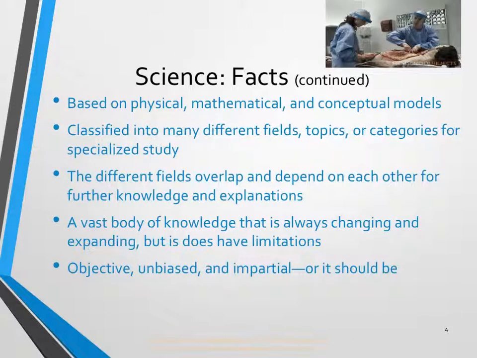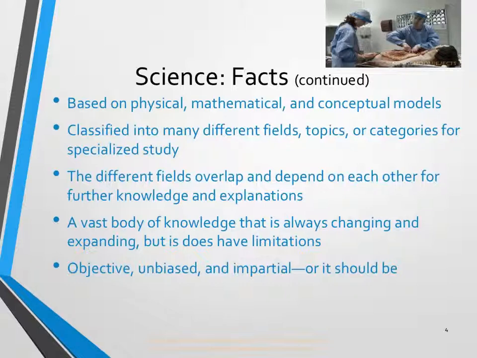Science can be based on models, and those models can be physical, mathematical, or conceptual, and we can classify it into a bunch of different fields or topics or categories, all of which are very specialized for study. So very rarely do you find one person who is good at all aspects of science. A lot of these fields overlap, and you will see similar techniques that we use from physics to chemistry to biology to environmental science, for example, and they all depend on each other so that you can further your knowledge and further explanations and theories.